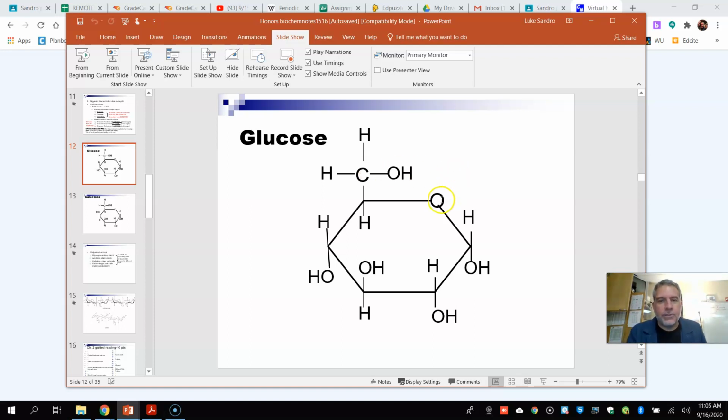So you put the oxygen in the right spot, you go to the left of it, the carbon should be pointing up, the hydrogen down, and as you go around, it's down, up, down, down for the OHs. Get that built properly.